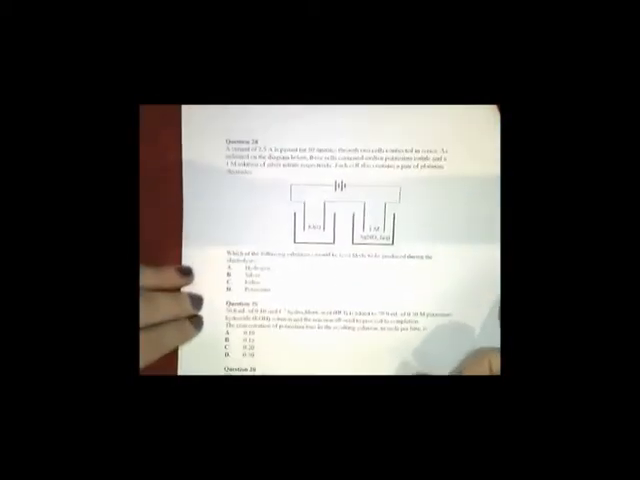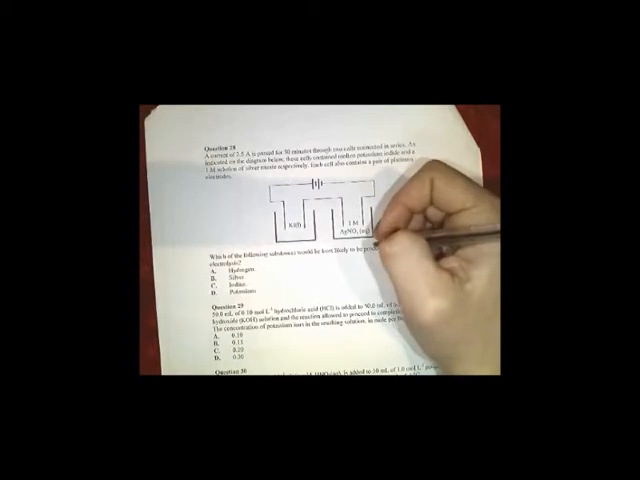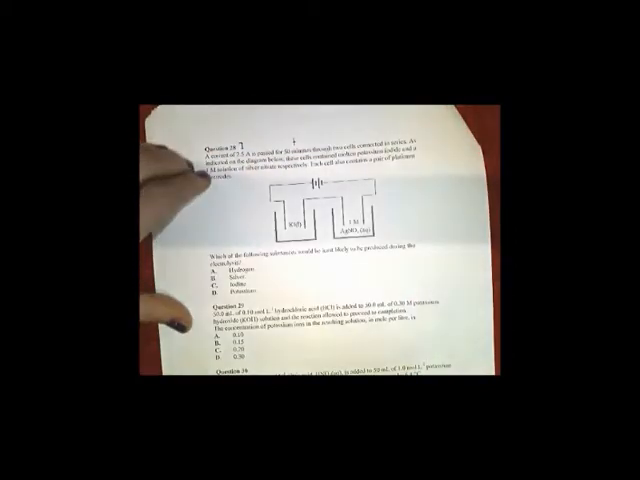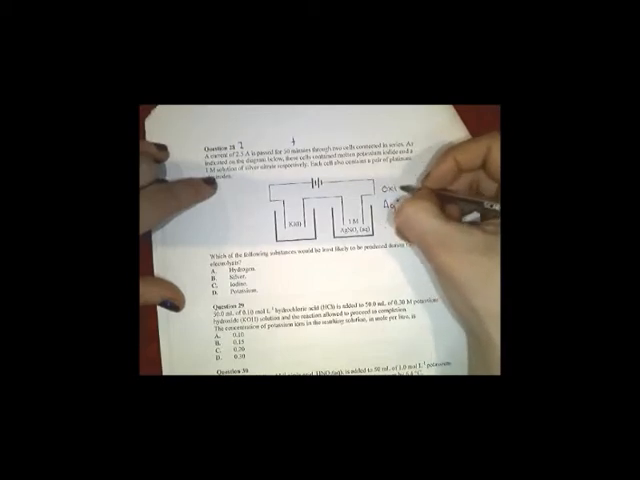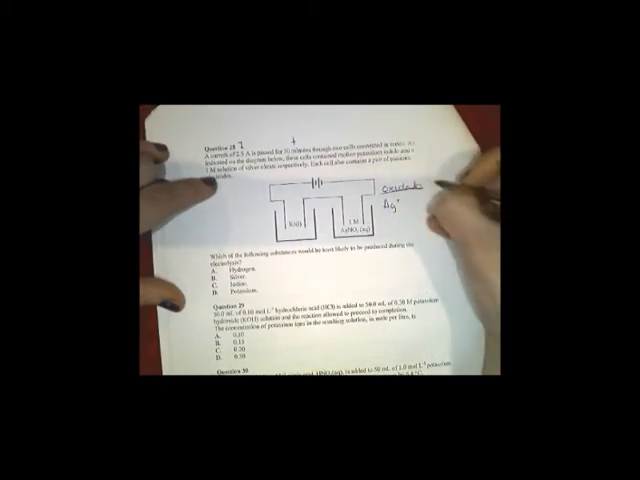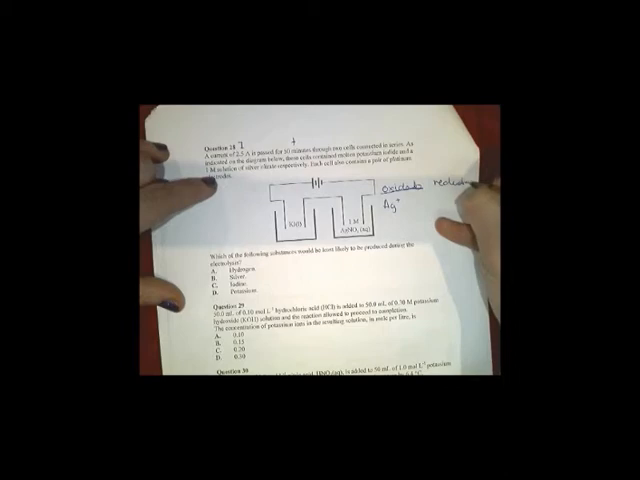So last page, question 28. A current of 2.5 amps is passed for 50 minutes. So this is time, this is I, through two connecting cells in series as indicated on the diagram below. These cells contain molten potassium iodide and silver nitrate. So in the silver nitrate we have as possible oxidants and reductants on this side.